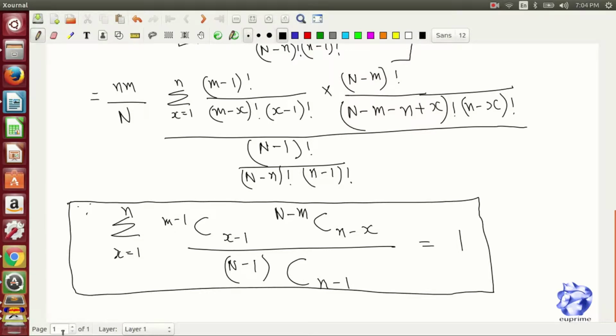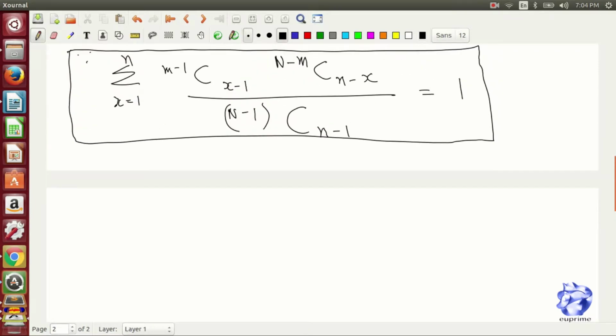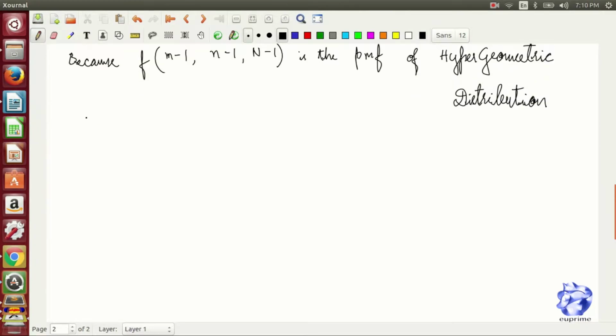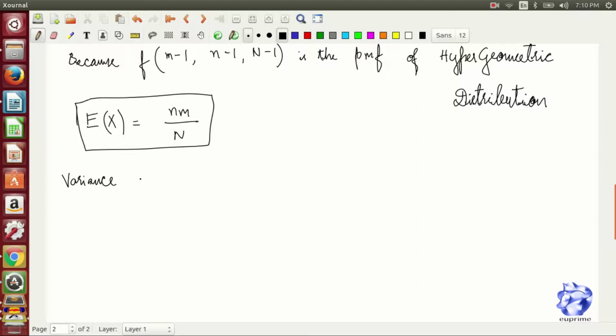Here we have a property where the summation of (m minus 1)C(x minus 1) into (N minus m)C(n minus x) divided by (N minus 1)C(n minus 1), for x varying from 1 to n, is 1. This is because the probability mass function of the hypergeometric distribution with parameters m minus 1, n minus 1 and capital N minus 1 sums to 1. Hence we get the expectation of x as mn by capital N, which is the mean.